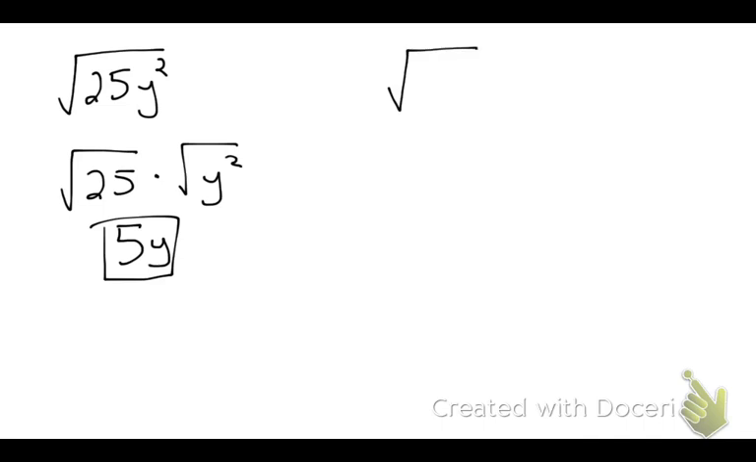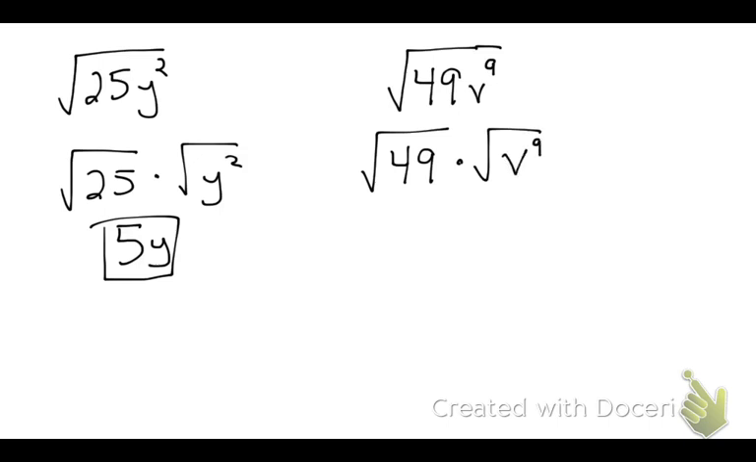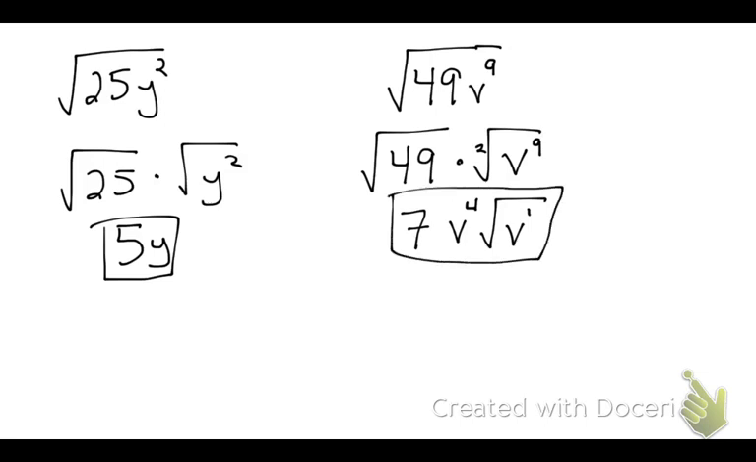The square root of 49v to the ninth. Well, by our property, this is the square root of 49 times the square root of v to the ninth. We know the square root of 49 is 7. I'm going to use the Orndorff method here on v to the ninth. 2 goes in 9 4 times, so it'd be v to the fourth on the outside with a 1 left over, so v to the first on the inside. My final answer is 7 v to the 4th times the square root of v.